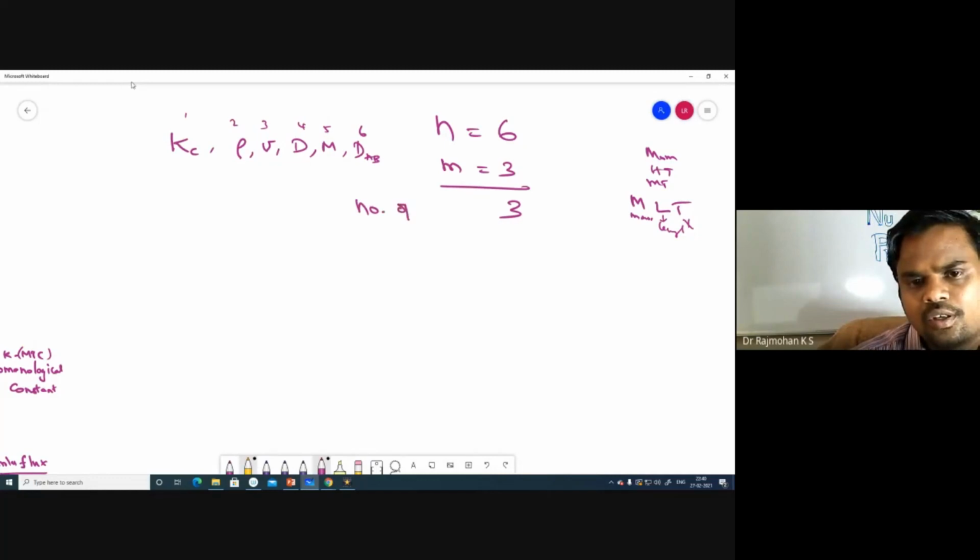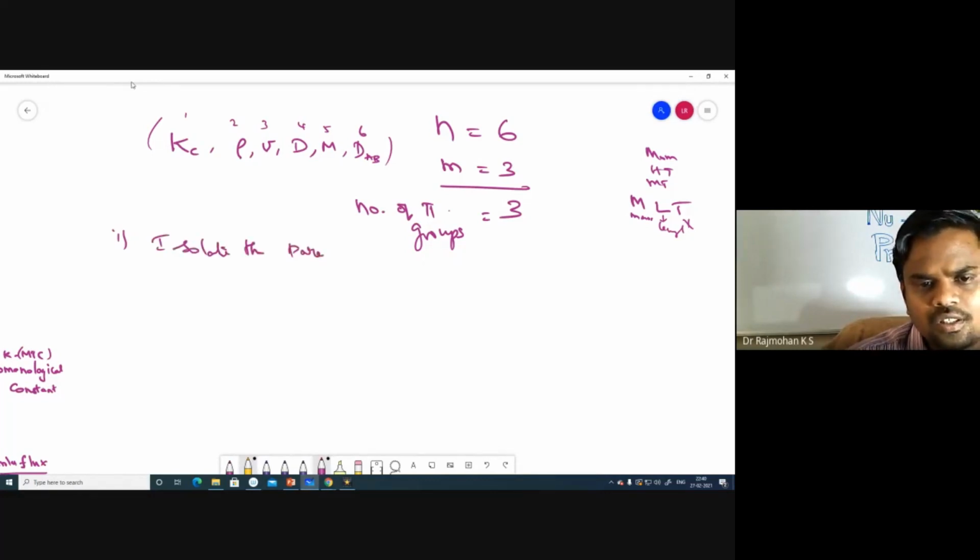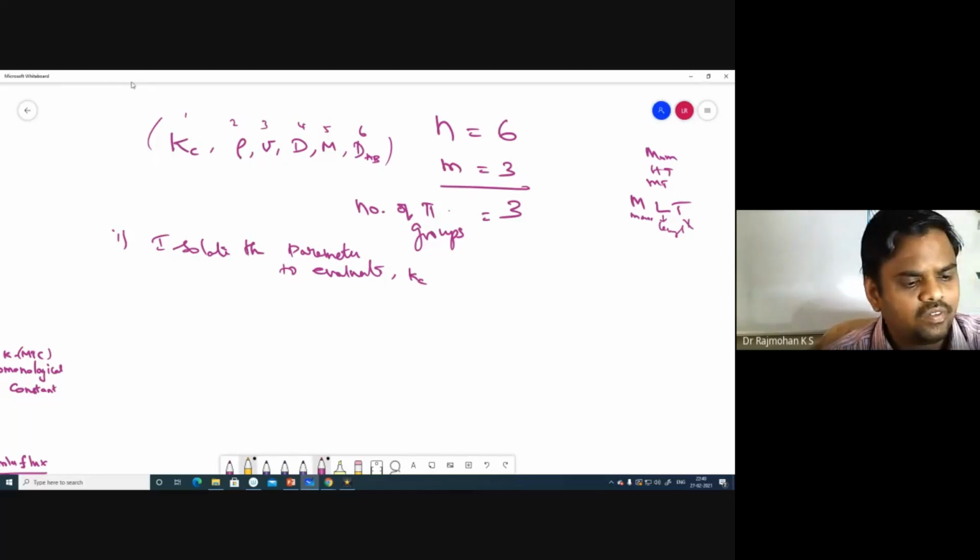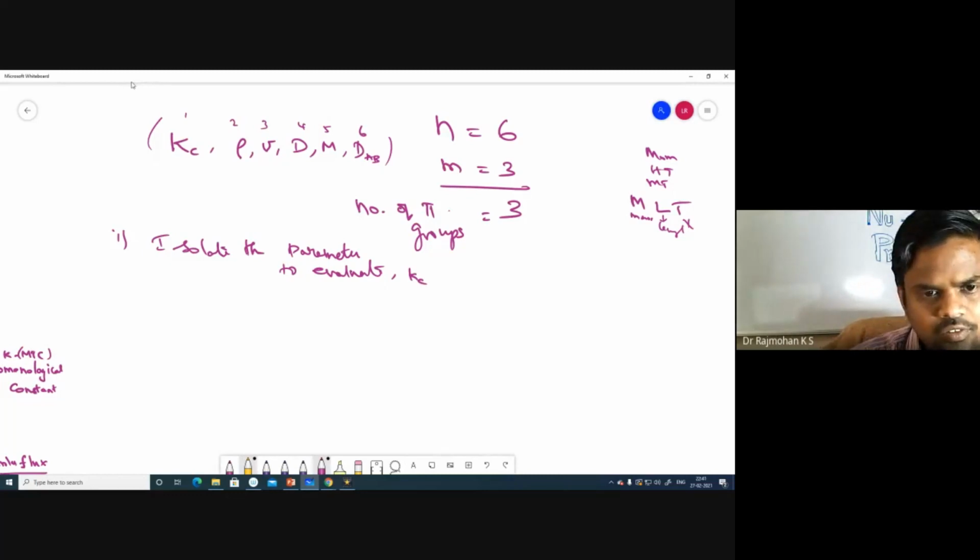So the number of pi groups that can be formed for the system is 6 minus 3. For that, the first step is to isolate the parameter of interest, the parameter we want to evaluate. We want to evaluate Kc, so we will keep this parameter. We can write Kc is equal to a function of rho, V, D, mu, DAB.